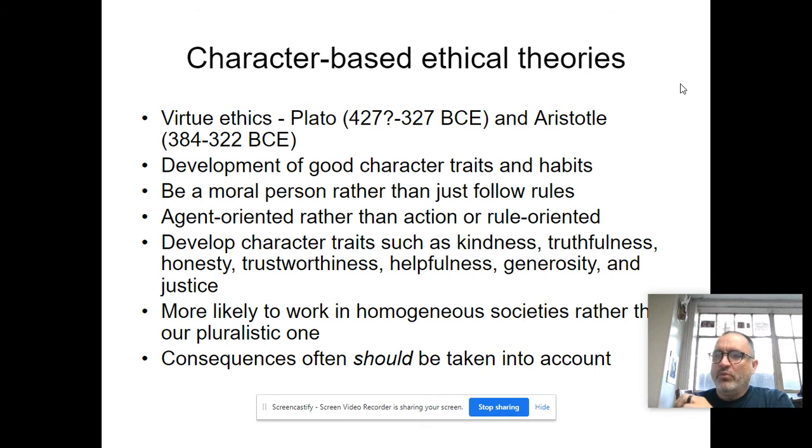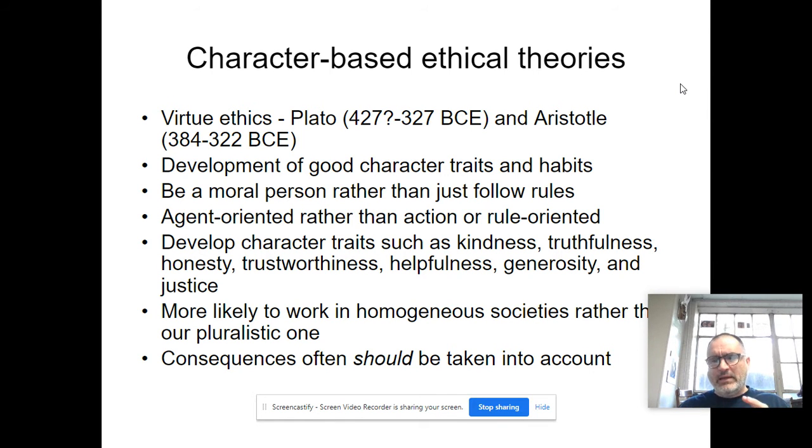To be a moral person, to be doing the right thing, requires you to develop the traits of kindness and truthfulness and honesty and helpfulness and generosity and justice. You have to develop those. You have to think about what those are, develop them, practice them, work on them day in and day out. And that again sounds relatively easy. And in Plato's homogeneous society, where everyone was an Athenian Greek, so everyone looked the same, sounded the same, talked the same, right? It's pretty easy to do that.